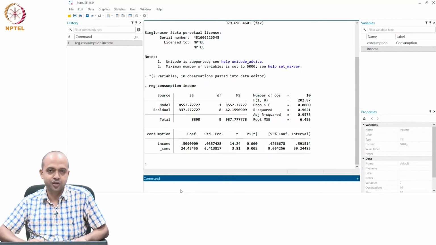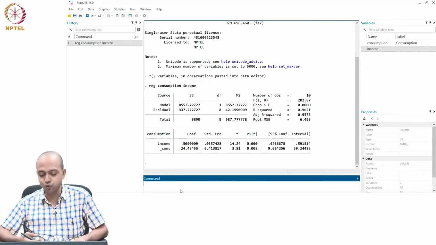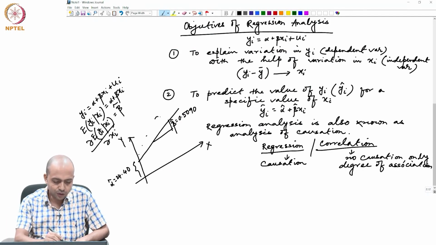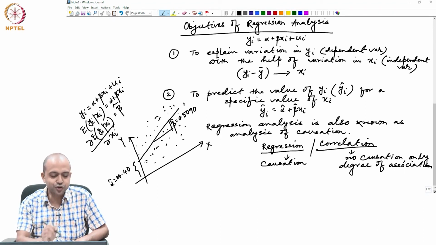So, from the output that Stata has given, only this much we can understand, but there are so many other things that are given by Stata. Let us now try to understand those things. Now, once you estimate the model, what basically are you doing? You have raw data on your y and x. This is, let us say, your scatter plot, and you have fitted a line to represent your data.